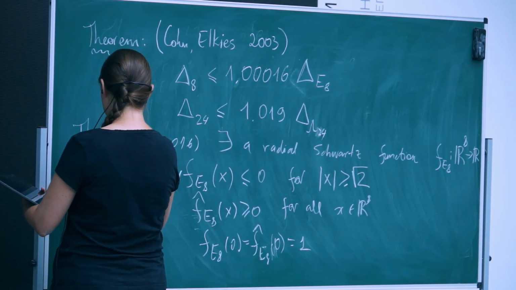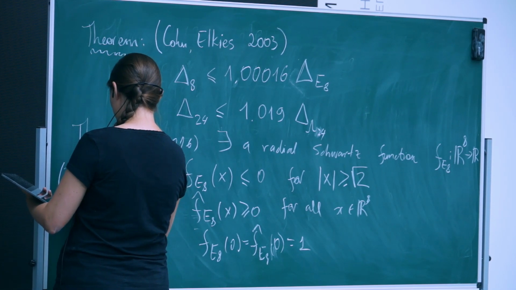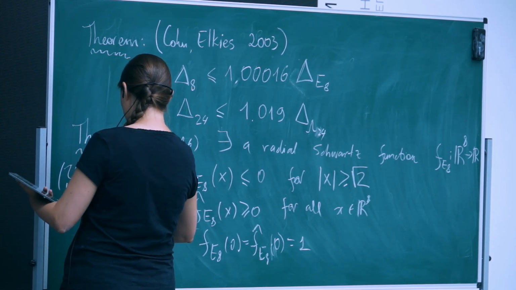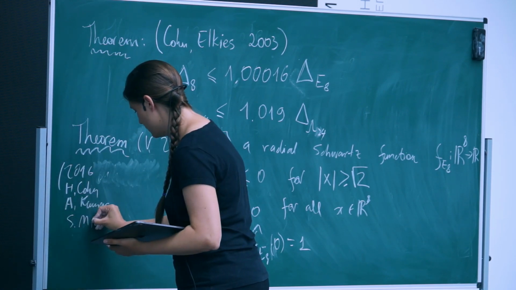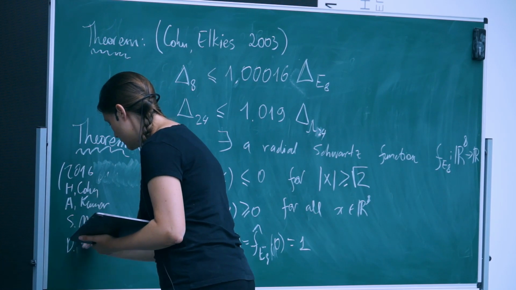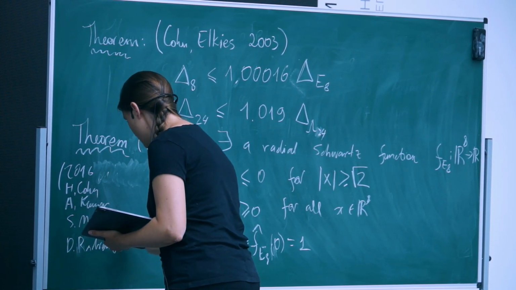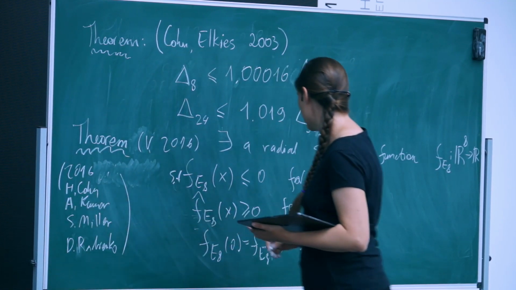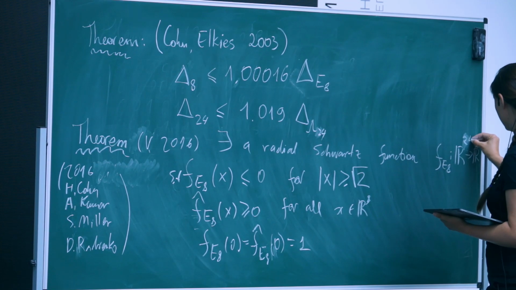And then the same year, collaborating together with Henry Cohn, Abhinav Kumar, Stephen Miller, and Danilo Radchenko, we were able to construct such a function for the Leech lattice.